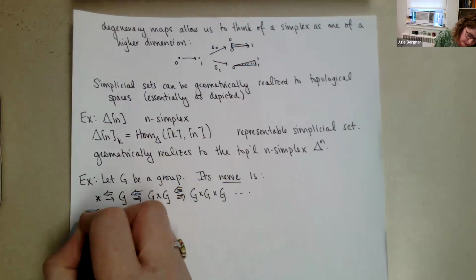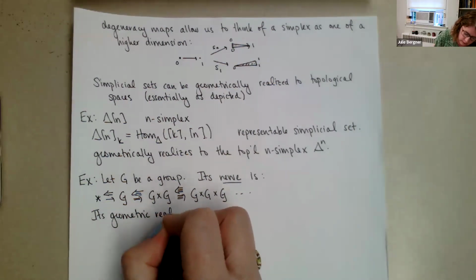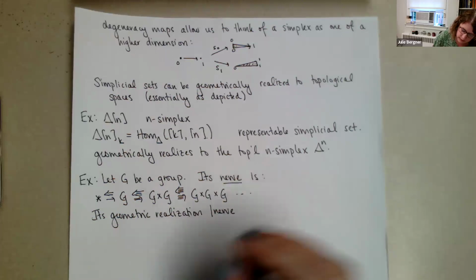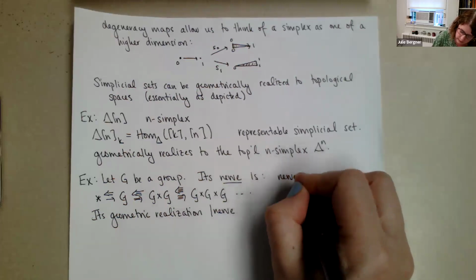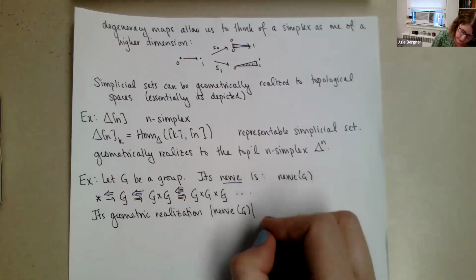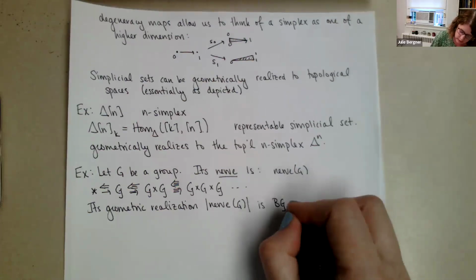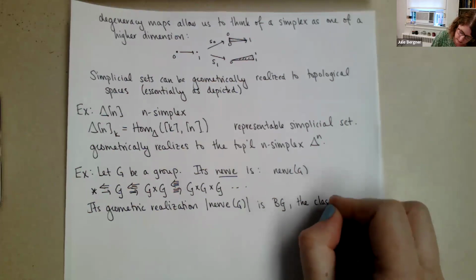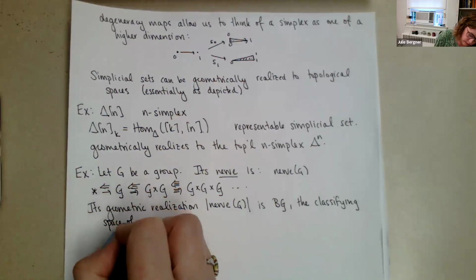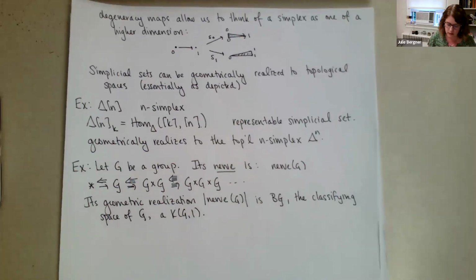All right, and now its geometric realization. So this is the nerve of G. If I take the geometric realization of the nerve of G, this is one model for the classifying space, BG. Or if you like, this is an Eilenberg-MacLane space of type K(G,1).